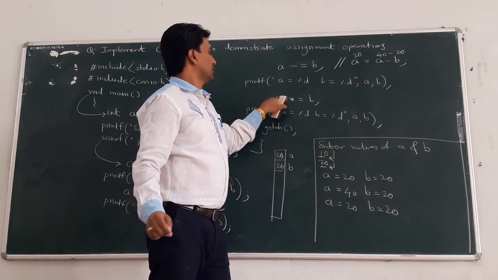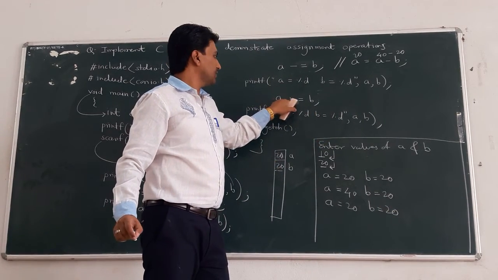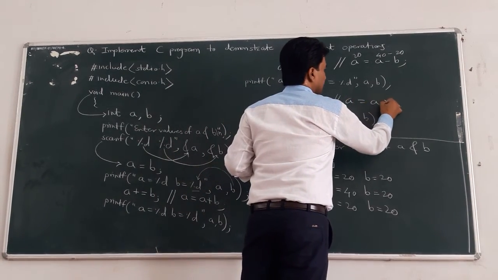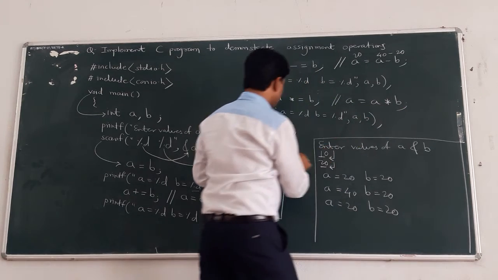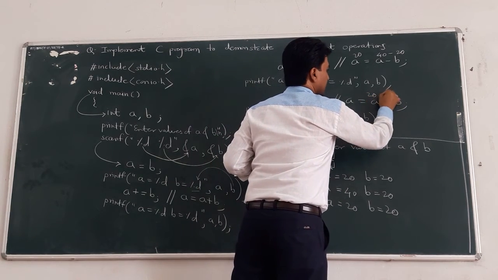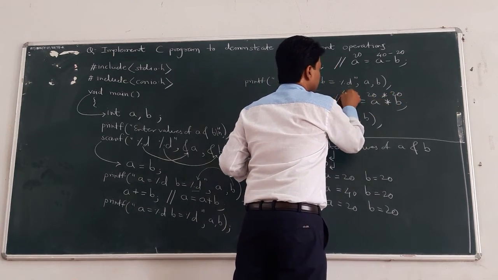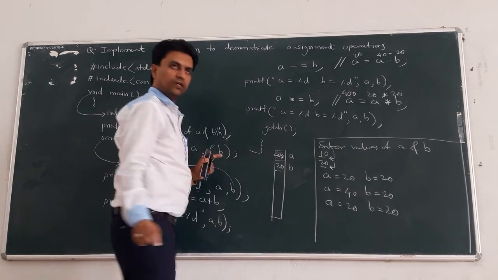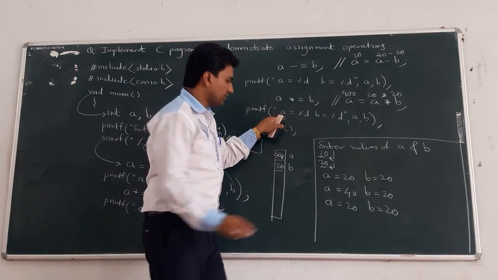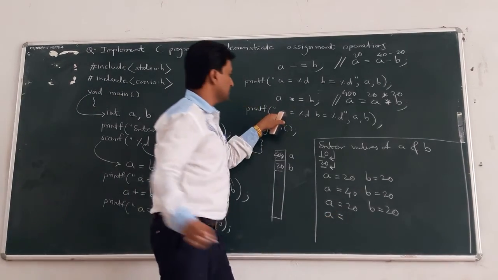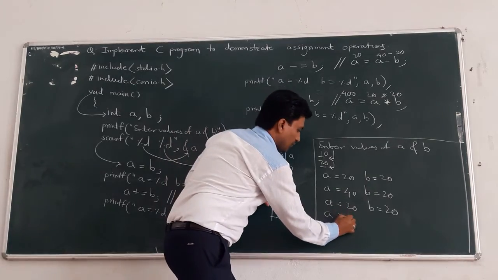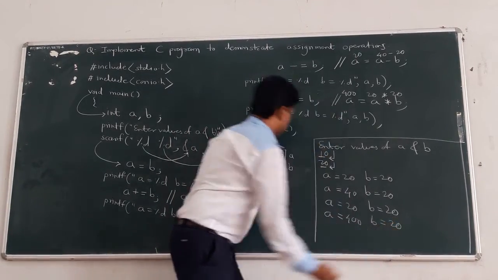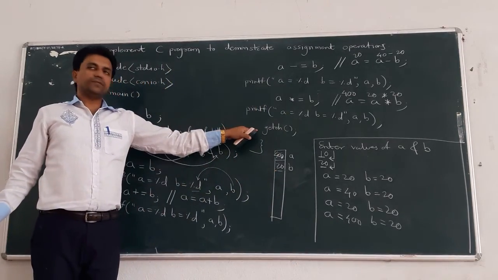After that, what is the meaning of A multiplication equal to B? A is equal to A multiplied by B. So the current value of A is 20 multiplied by 20. So that becomes 400, and that value is assigned to variable A. 400. So after that, what is the message? Printf A is equal to 400 and B is equal to 20. B remains the same. The last statement is getch.